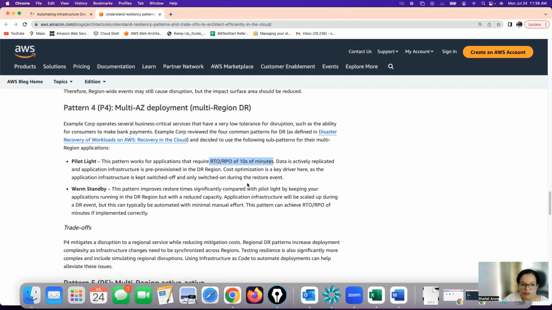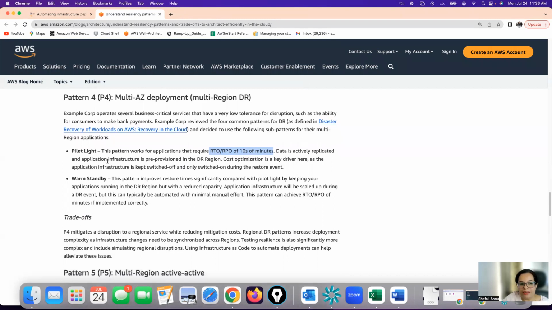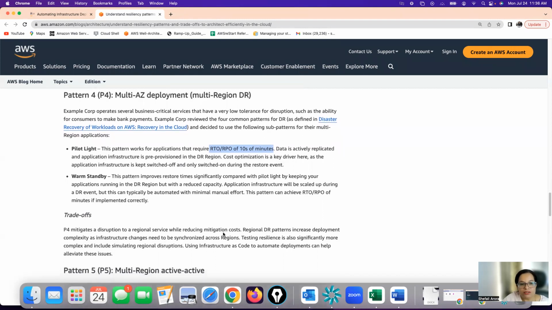So when we talk about the different patterns, two are given here, pilot light and warm standby. Under the pilot light, it actually requires RTO, RPO of tens of minutes. Now, in this case, data is actively replicated and application infrastructure is pre-provisioned. So we have another region where the infrastructure is pre-provisioned and cost optimization is the key driver here. The reason is that the infrastructure is switched off and only switched on during the restore event.